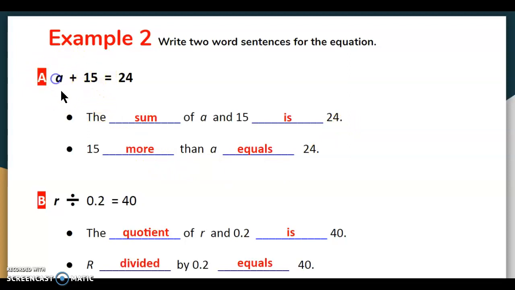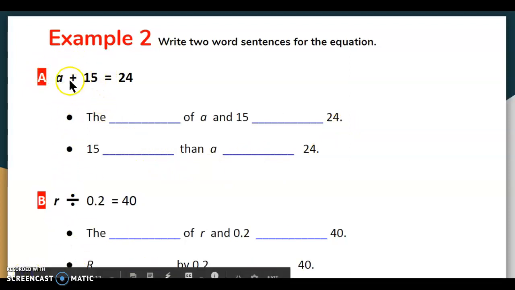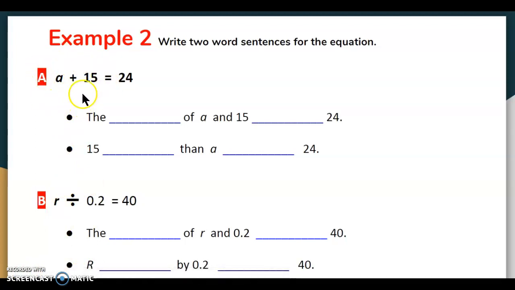What's happening? They're being added. So what is that called? The blank of A and 15 blank 24. 15 blank, then A blank 24.